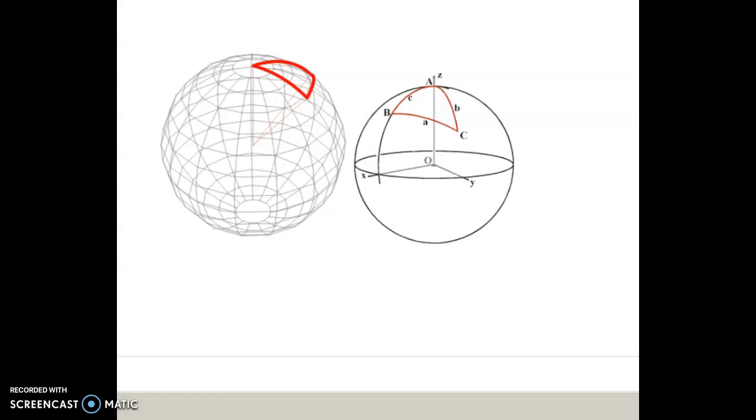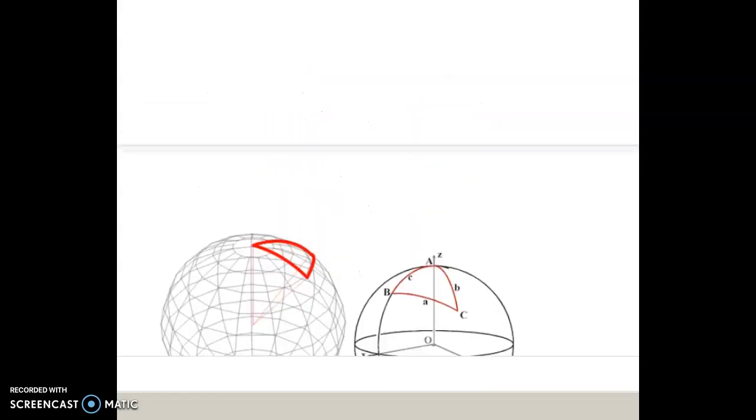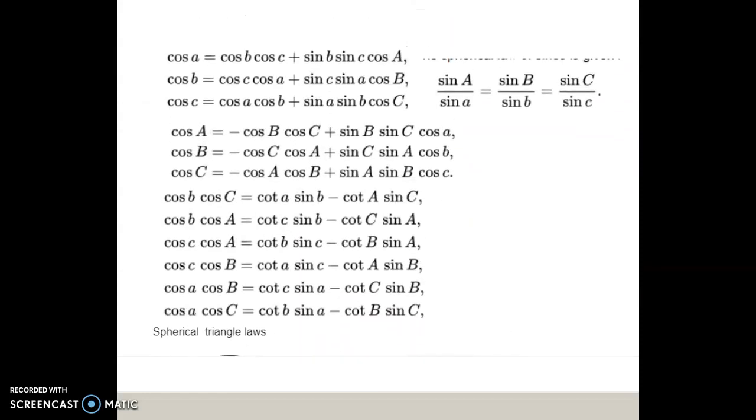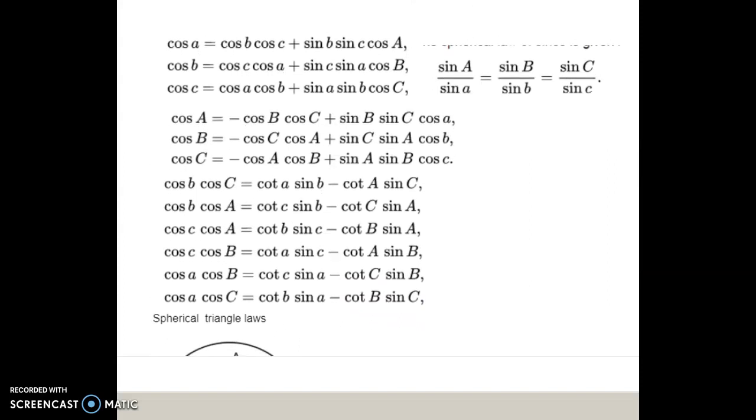Okay, let me just show you. You don't have to understand it, you just look at it. For example, you don't know what small a is. You know big A, small c, small b. You know these three. You can find small a. You don't know what small b is, but you know big B, small a, small c. Same thing. And then there are other relationships.